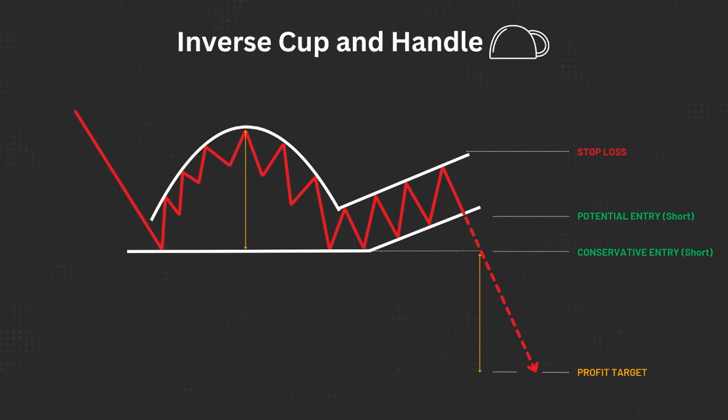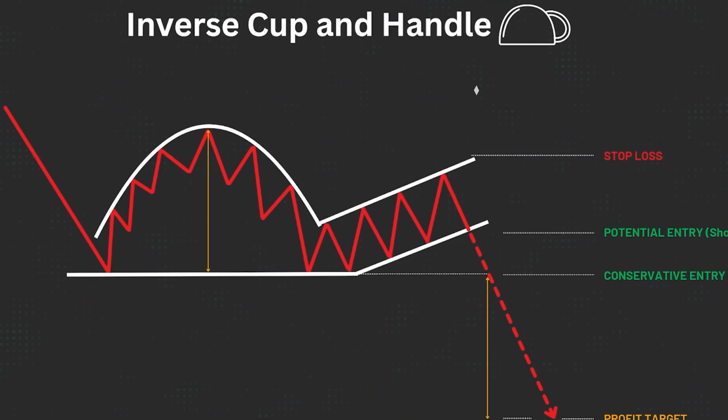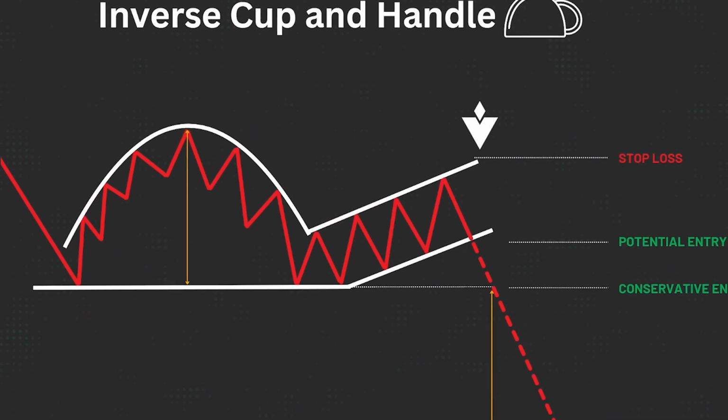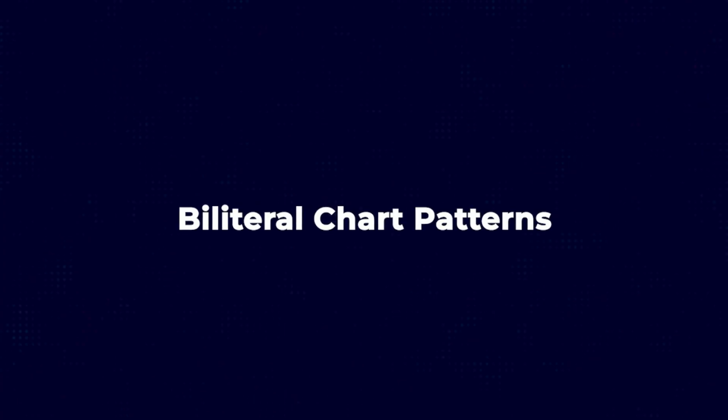The first entry trade is going short right after the price breaks and closes below the lower trend line or the support zone of the handle. A more conservative entry trade is going short when the price breaks and closes below the support or the neckline of the cup formation. Profit taking is typically set at a distance equal to the height of the cup. For managing risk, the optimal stop loss would be placed just above the upper trend line or the resistance of the handle. Finally, we have the bilateral chart patterns.